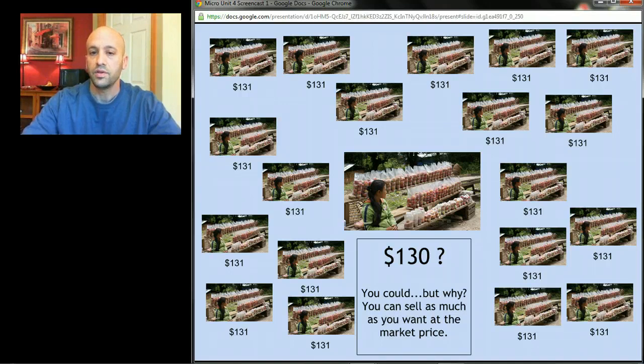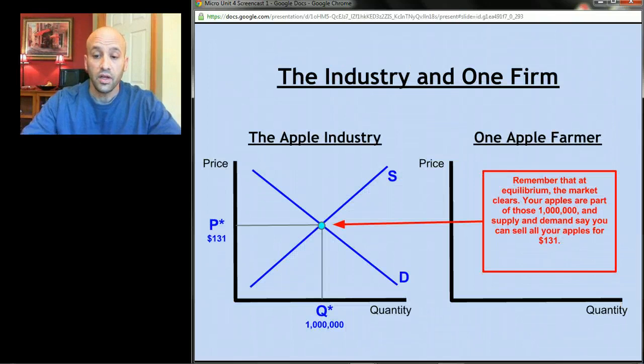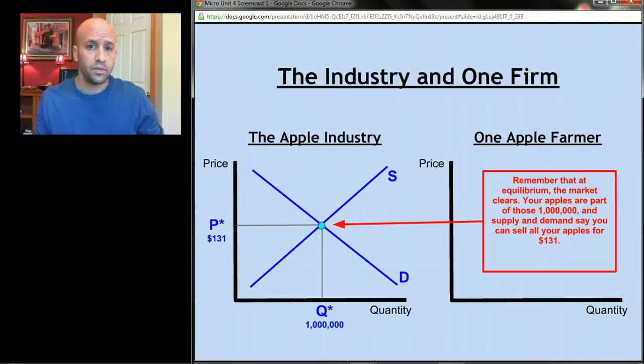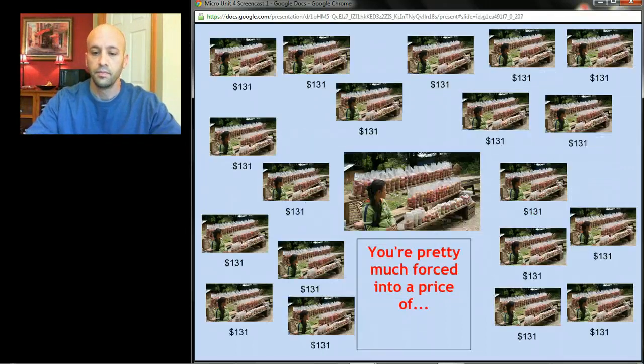Now, you could charge that price, but if you think about it, it wouldn't make sense to, because you're part of that market supply, and you can sell as much or as little of your apples as you want to at the market price. Because remember, you're part of that supply curve. And what this graph is showing is that at equilibrium, at a price of $131, the market's going to clear. Every one of those apples is going to sell. You're part of that million quantity of apples. So you could charge a price lower than $131, but there's really no reason to, since you can clear your market and sell all your apples at the going market price.